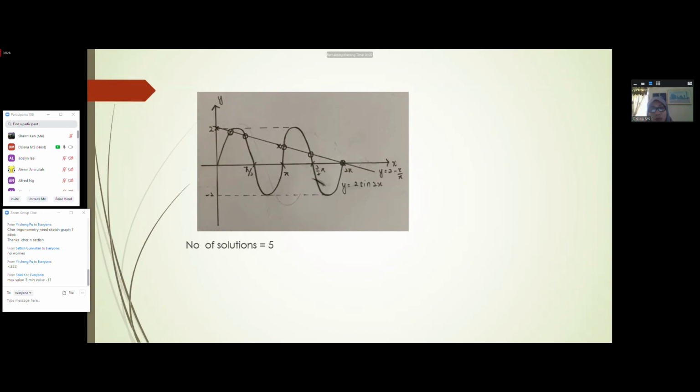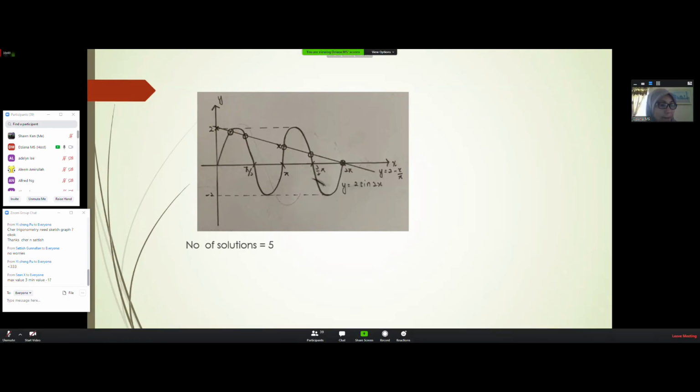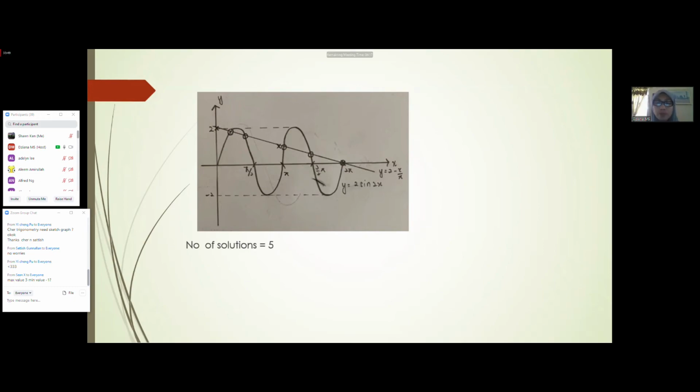So this is how SPM asks this type of question for the last few years. And remember, you are the last batch to use this syllabus. Any question? Clear? Or you want me to repeat?